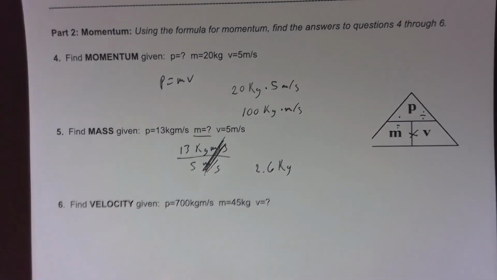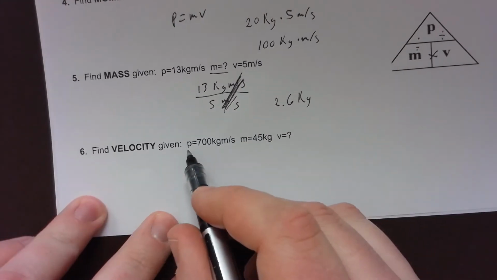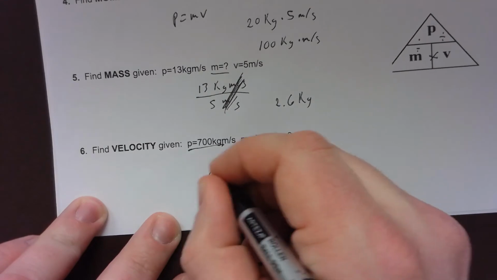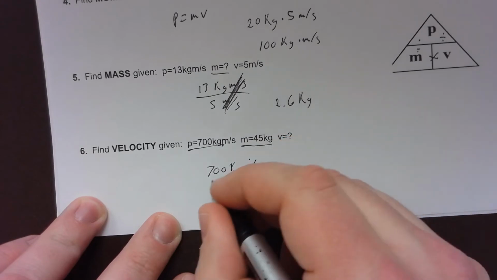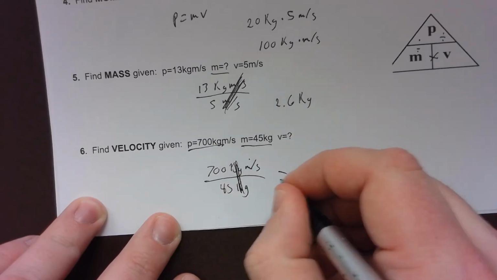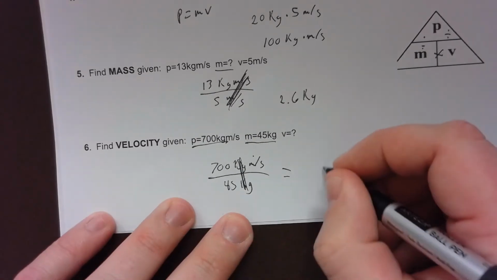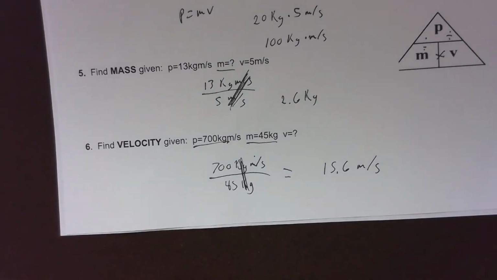Alright, now with velocity, we have our momentum, we have our mass. So in this case, momentum over mass, so we take our 700 kilograms meters per second over our 45 kilograms. So in this case, these two cancel out. So we have 700 divided by 45, an answer of 15.6 meters per second. Alright, now we can always use the triangle. We can always remember what our formulas are. That way it gives us the answer for what we need to go from there.